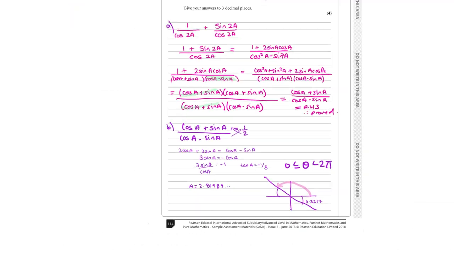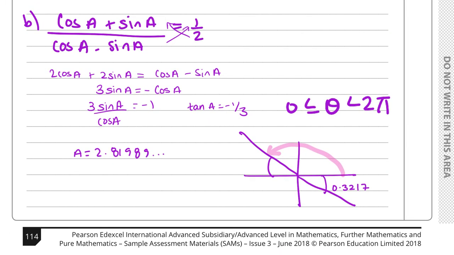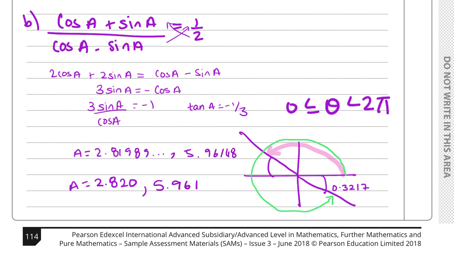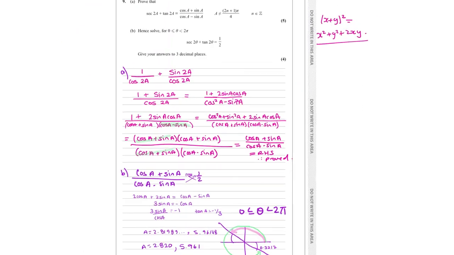2.81989... I can't remember what it told me. 3 decimal places. Okay, so A equals 2.820. And then if I go round again, if I start here and go all the way round, this is 2π minus that. So 2π minus 0.3217 equals 5.961485. 3 decimal places, 5.961. And there we have it, between 0 and 2π.